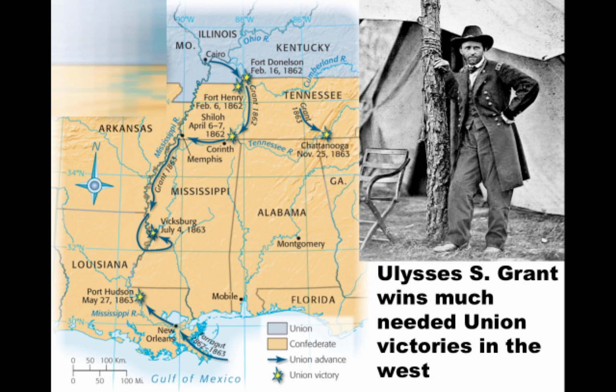That guy you really need to know about, key thing about Union leadership as the war goes on, Ulysses S. Grant. He wins some much needed victories out in the West, over in Tennessee, and of course the big one though is on July 4th, 1863, Vicksburg.